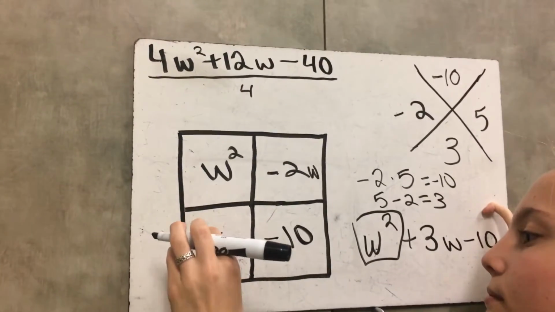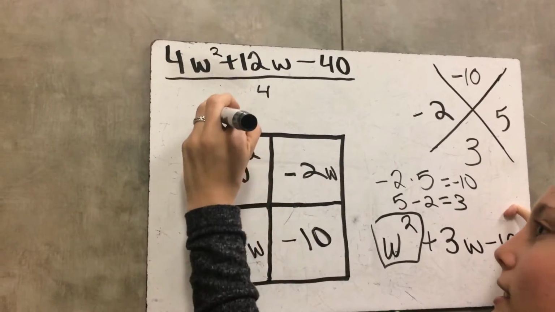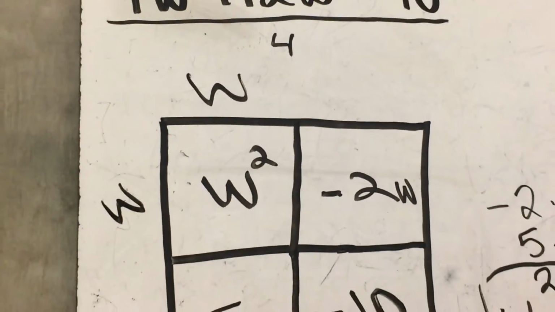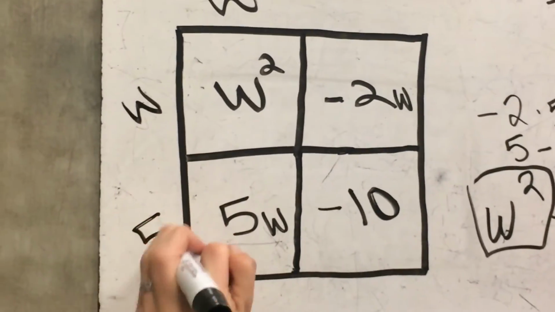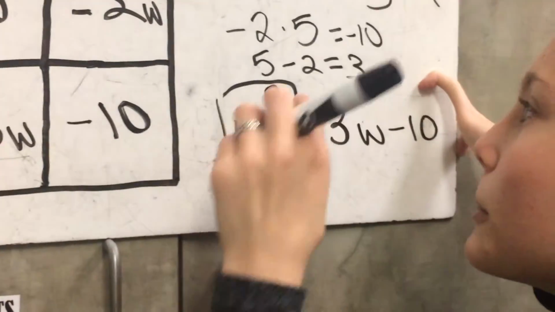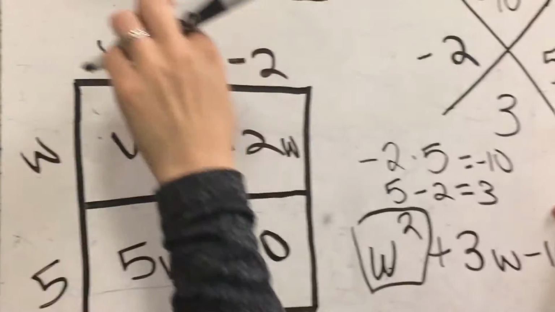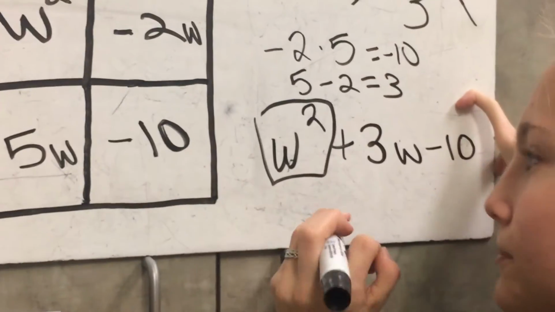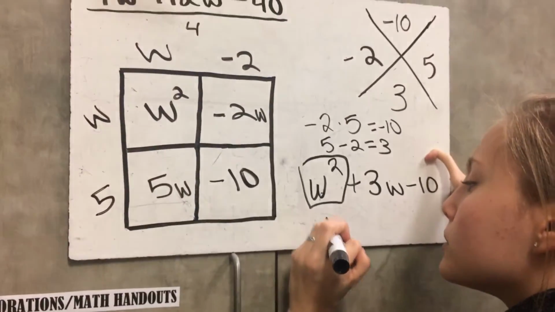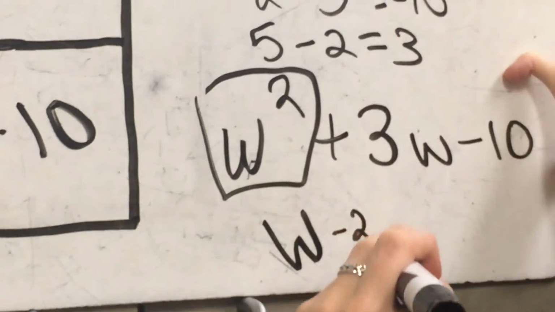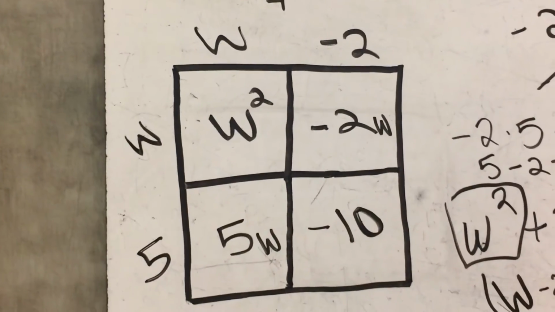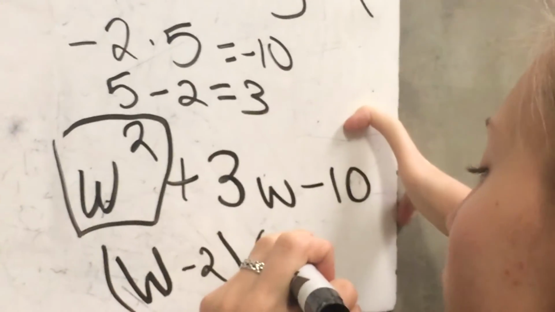So these two have in common is w. These two have in common w. And then here we have in common 5. And here we have in common negative 2. Therefore, our factored form of this equation up here is (w minus 2) times (w plus 5).